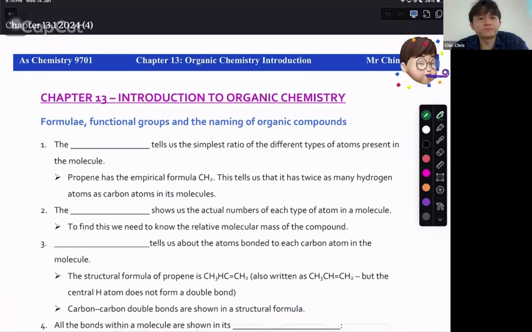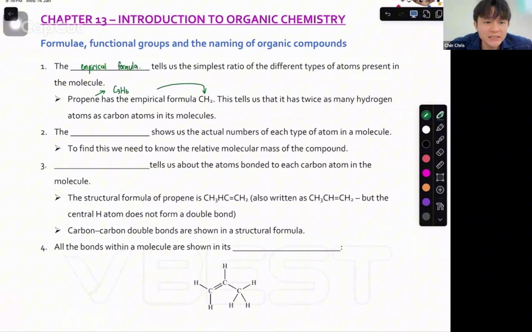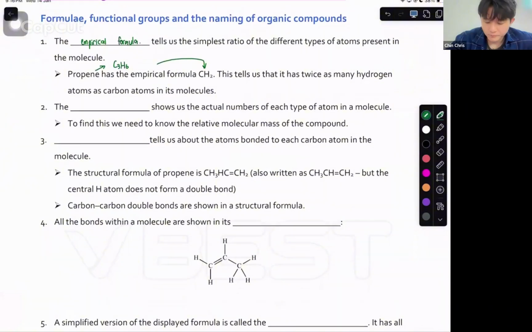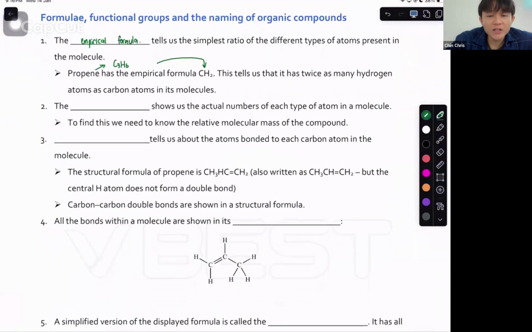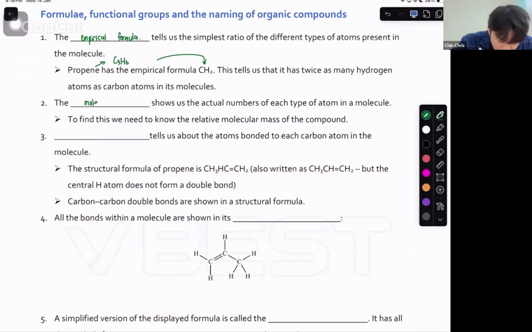So what we have first is the empirical formula. For the empirical formula, we always give the simplest whole number ratio. For example, propene is C3H6, and its empirical formula is CH2. That is the simplest one. The next one is the molecular formula. The molecular formula will always tell us the actual formula.